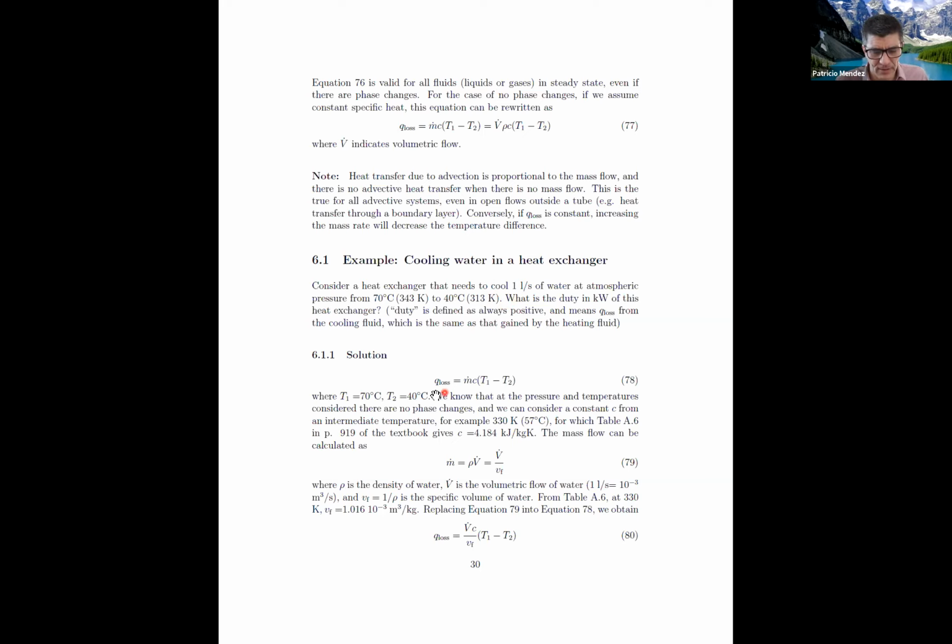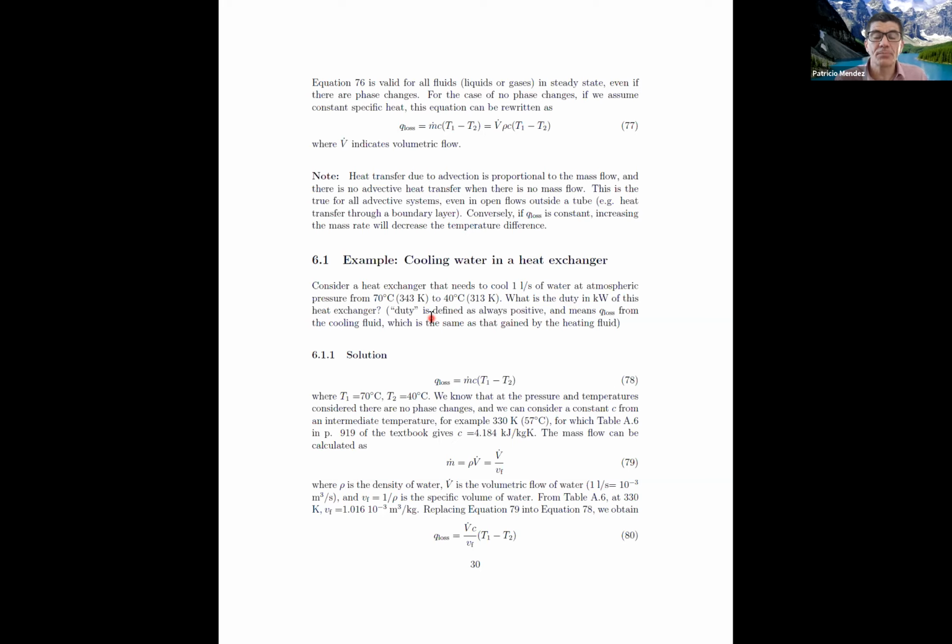So it says that in a heat exchanger, we want to cool 1 liter per second of water at atmospheric pressure, right? That goes from 70 degrees C to 40 degrees C. So I know that water at 1 atmosphere between 40 and 70 degrees is liquid water. It's not going to evaporate. It's not going to freeze. And the question is, what is the duty in kilowatts of this heat exchanger?